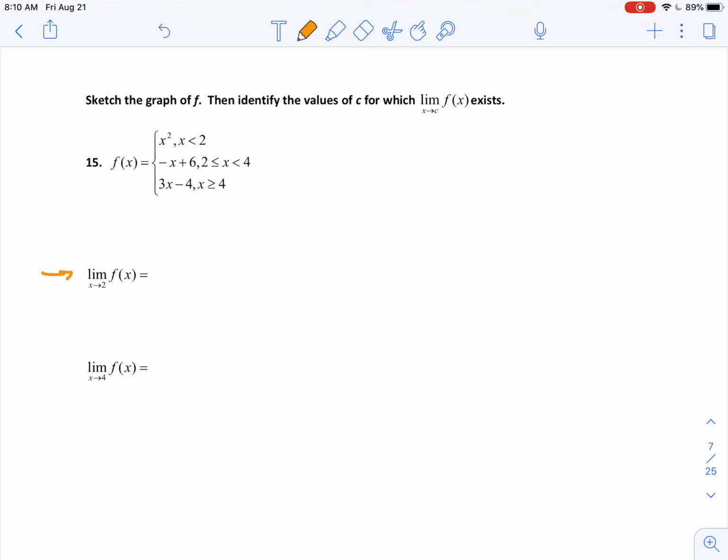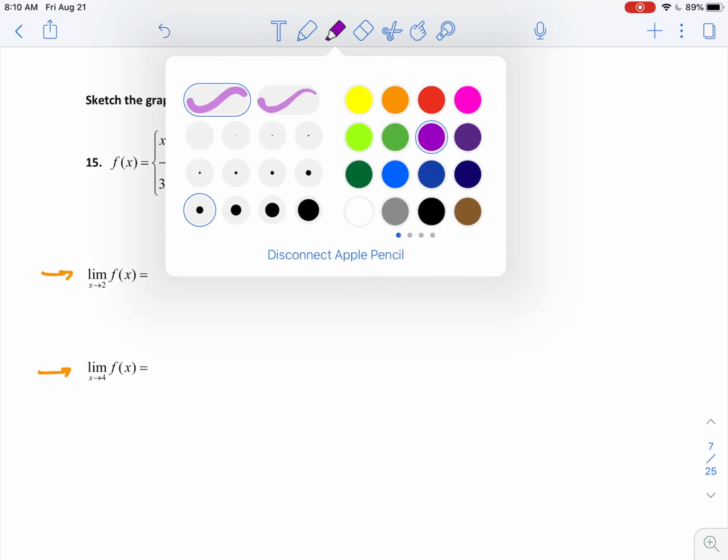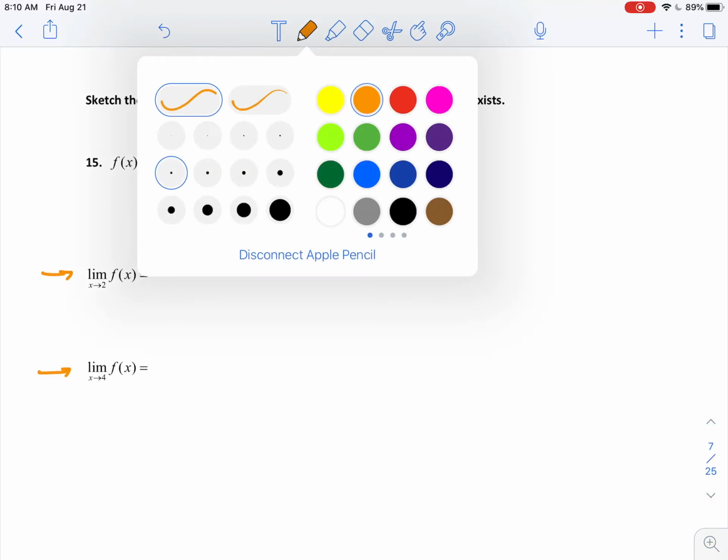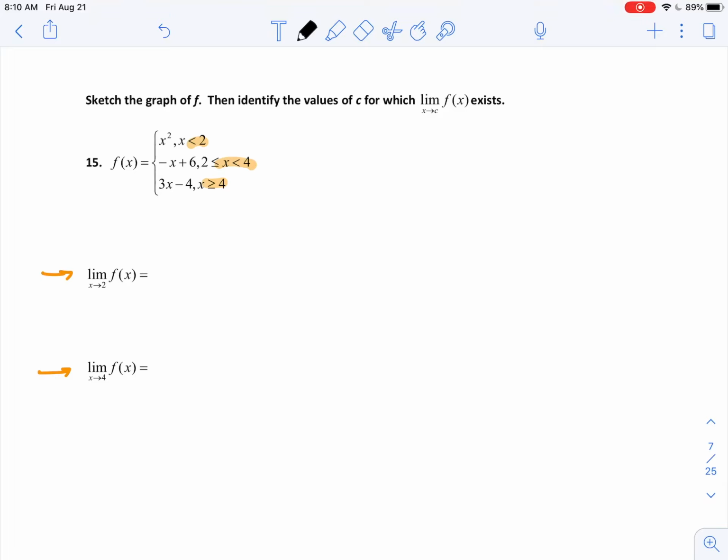So I have two questions here. What's the limit as x approaches 2, and what's the limit as x approaches 4? And I think you can see the reason that they chose those two values is because those are basically the endpoints of my different intervals. So sketch a little generic graph here. I don't know how big I might have to make it. Let's see, x plus 6. So I'm going to go 1, 2, 3, 4, 5, 6. 1, 2, 3, 4, 5, 6.